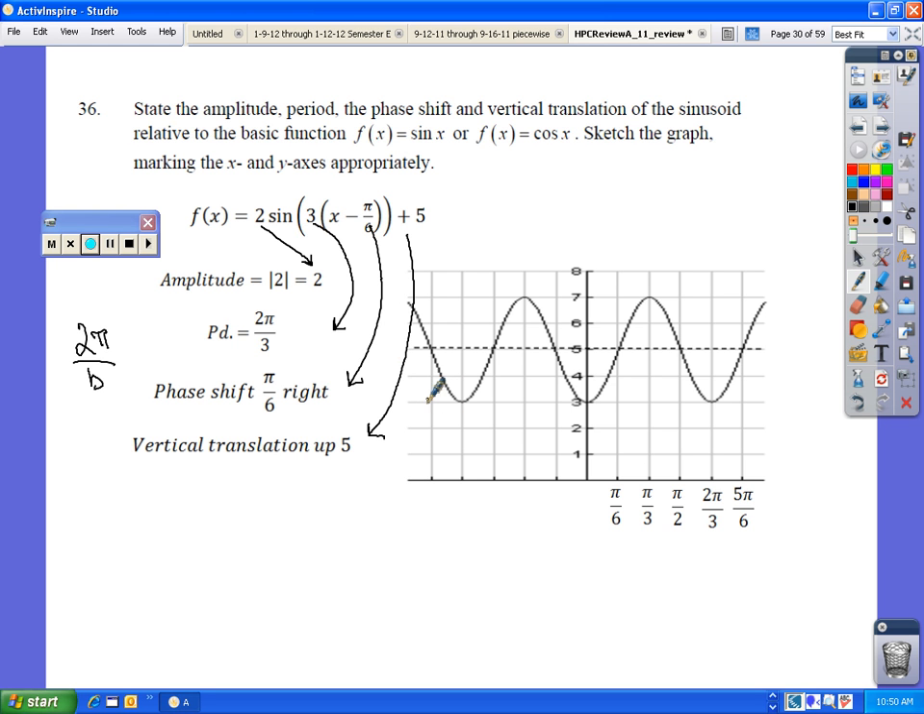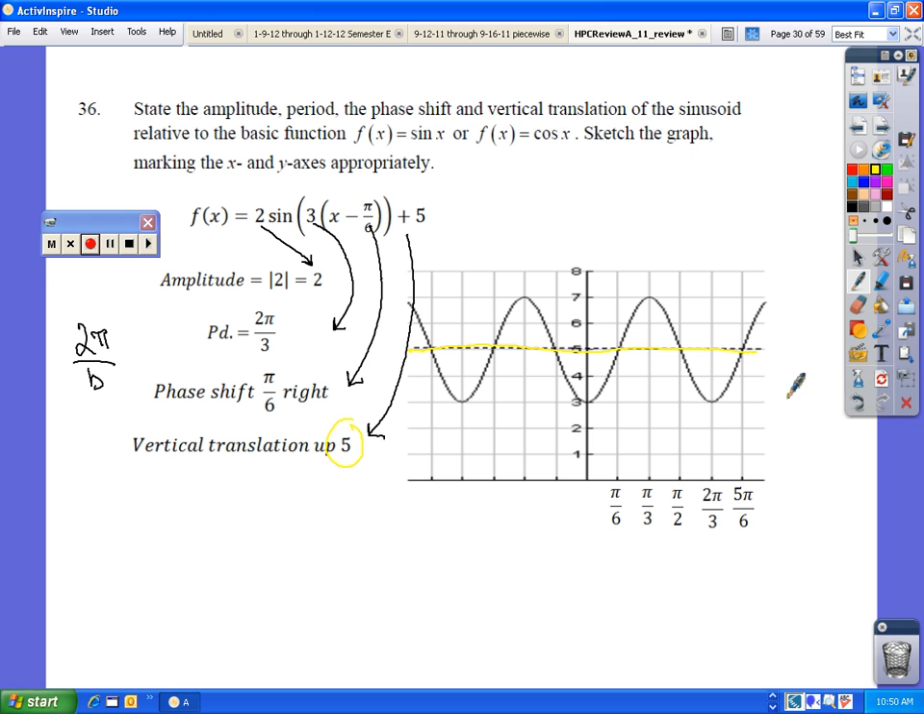The first thing that you're going to need to figure out is where your top and bottom of the graph are, and then also the midline. In this case, that vertical translation up gives you that midline right there. So from this value of 5, you're going to know that your midline runs right here through the y value of 5. So there's your midline.